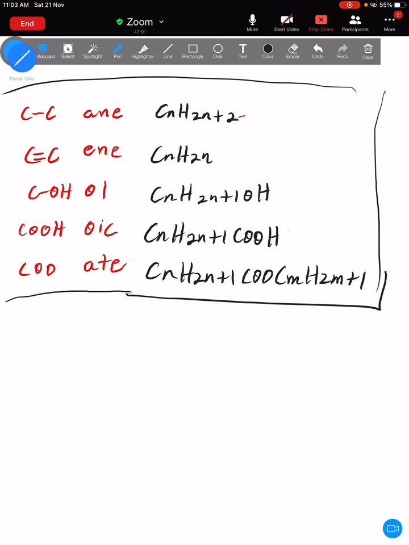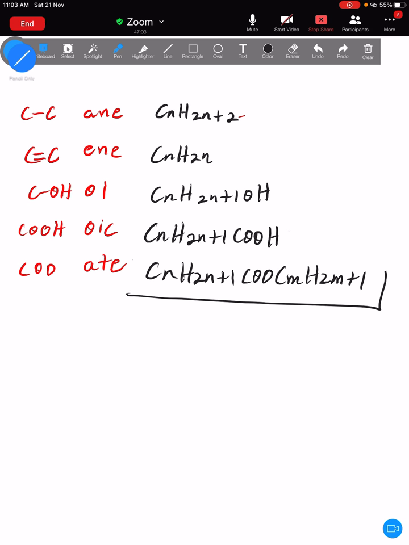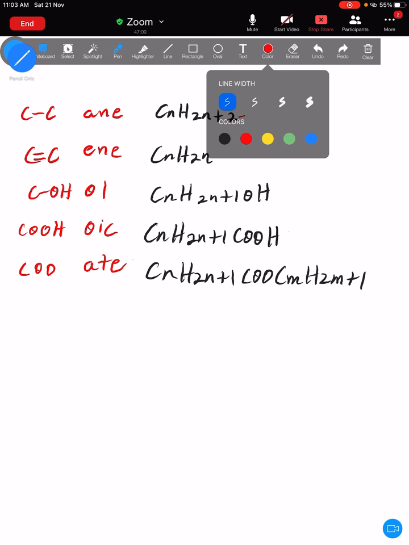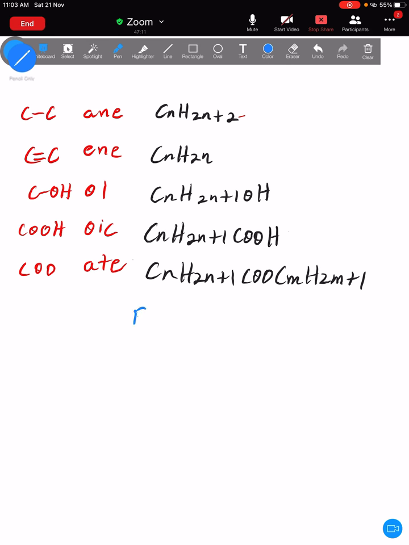And very common, it's very common in your SPM, they love to ask you about ester. They love to ask you about the ester. Okay, let's say for ester, my dear, you must remember what plus what gives you ester.